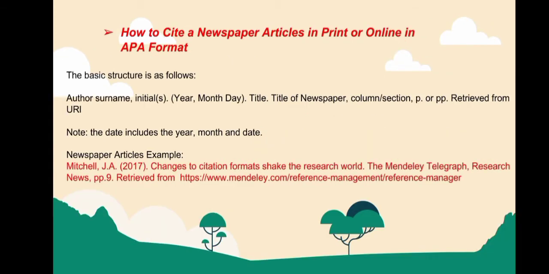We continue with how to cite a newspaper article in print or online in APA format. So the basic structure is as follows. We have the author's last name, the initials, and then the year, the month. Pay attention, it changes a little bit: the year, the month, and the day. Then the title and the title of the newspaper, the column and sections, the pages, and also from where we retrieved it, which means the URL.